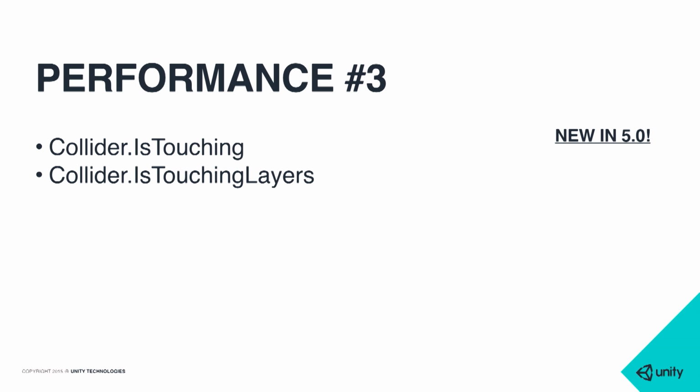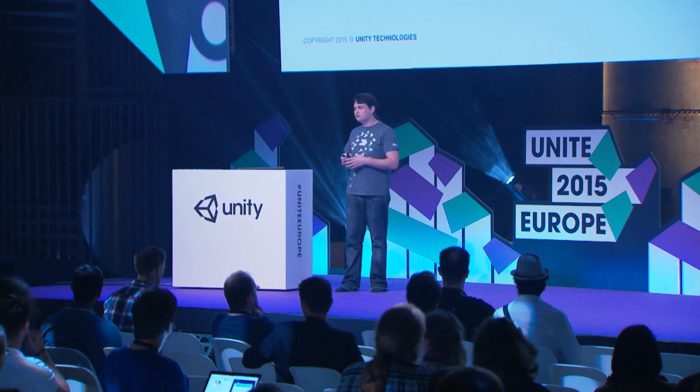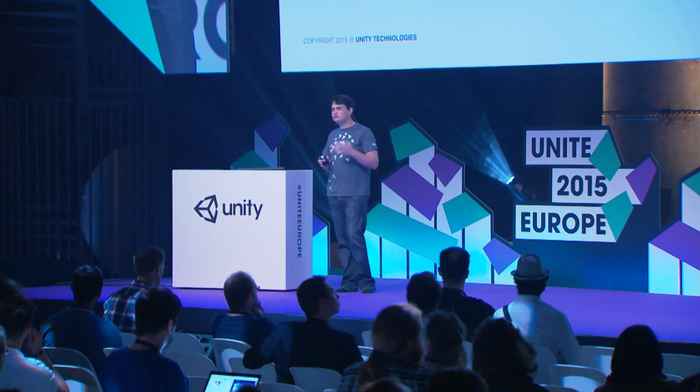And the second form, IsTouchingLayers, is especially useful for the purpose I described, checking whether a character controller is on the ground or not. If you mark all of your ground colliders as one layer, then it's just one call, which doesn't require running any queries at all.